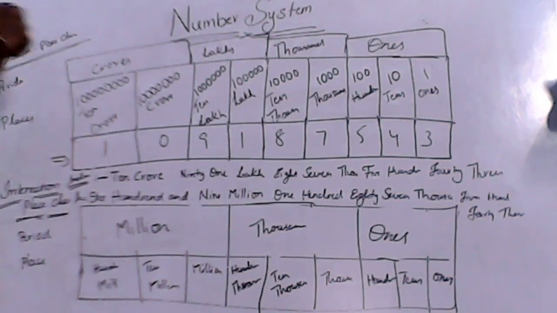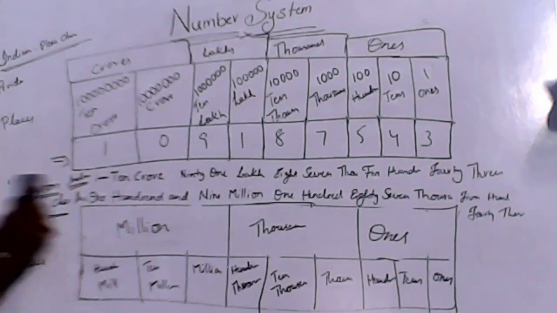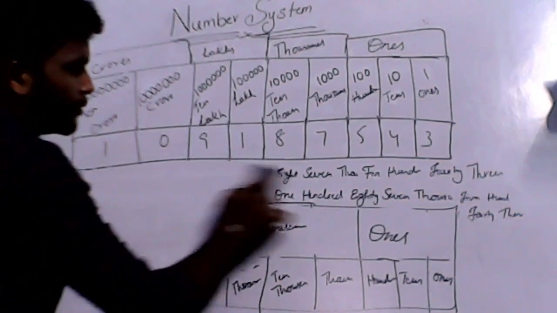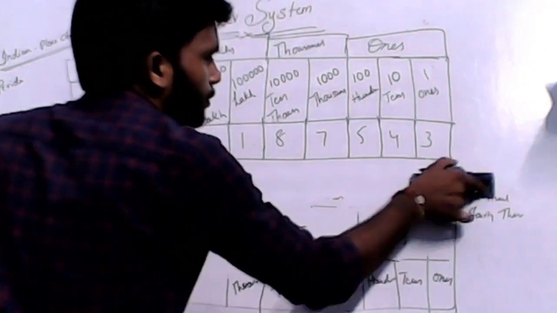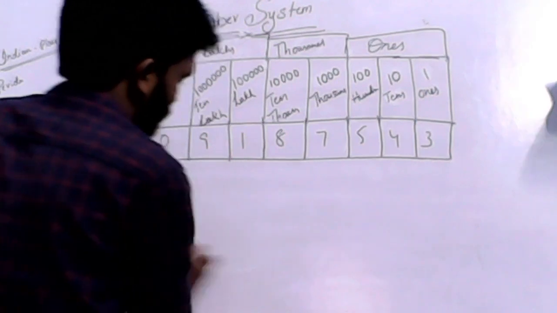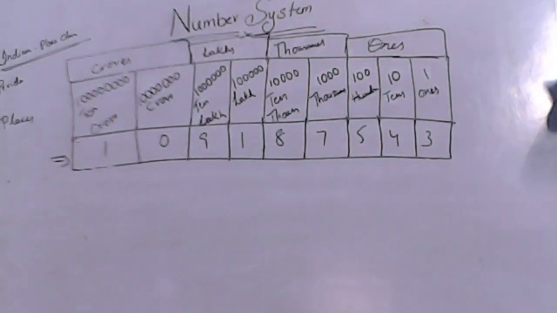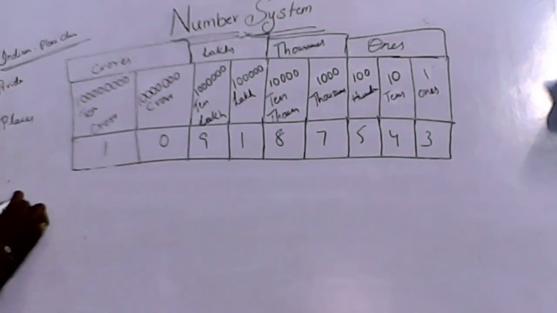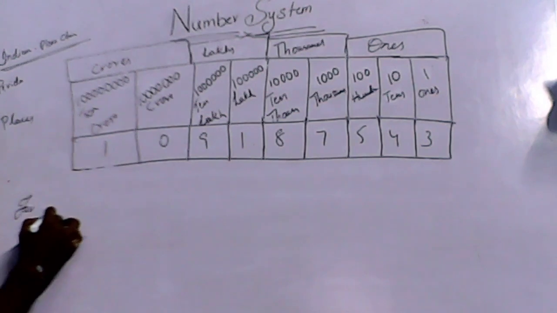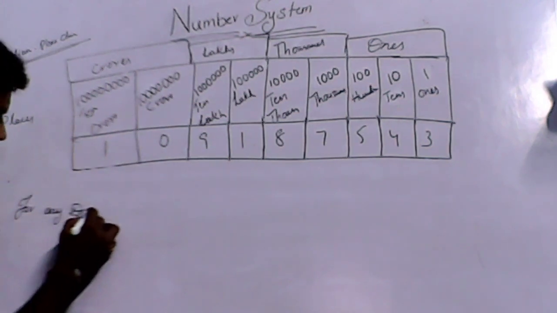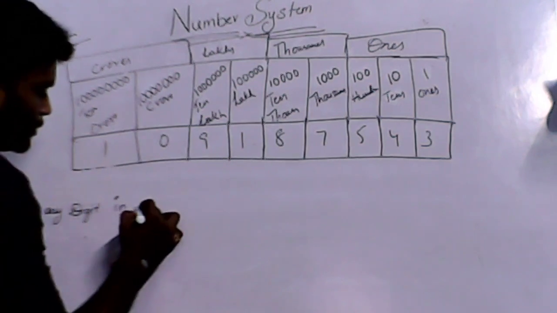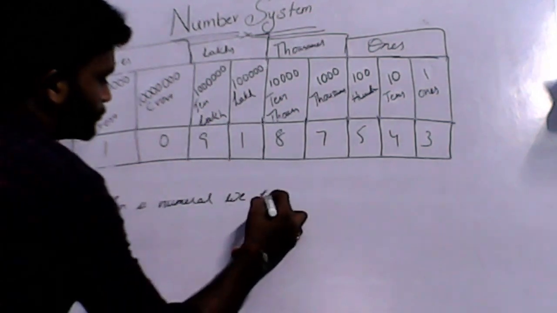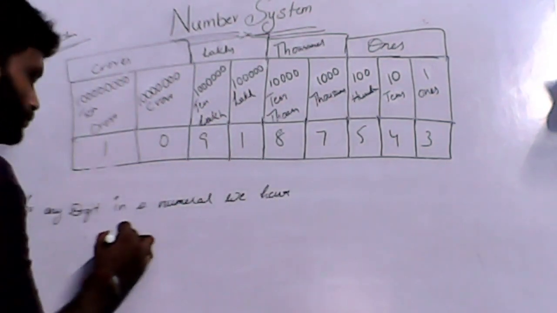So based on this place value chart or numeration chart, we can come up with place values of a certain digit. So based on these numeration charts, for any digit in a numeral, we have two types of values.